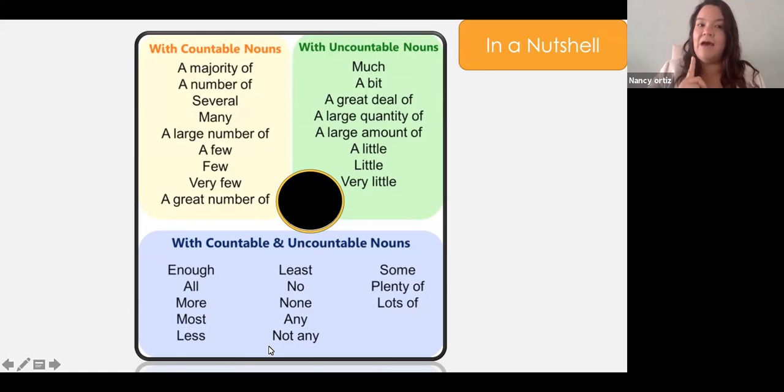For countable nouns: a majority of, a number of, several, many, a large number of, a few and few, very few, and a great number of. I already mentioned the difference. So imagine this is a few, then few, very few, okay?